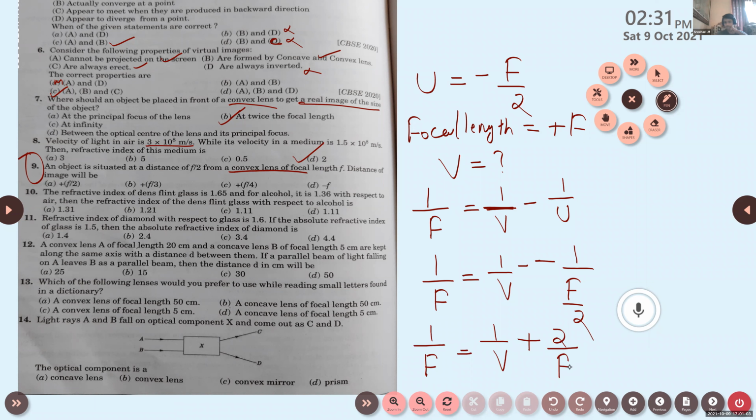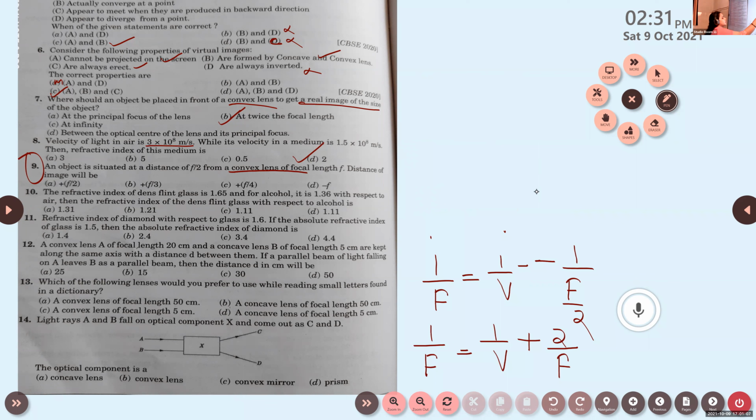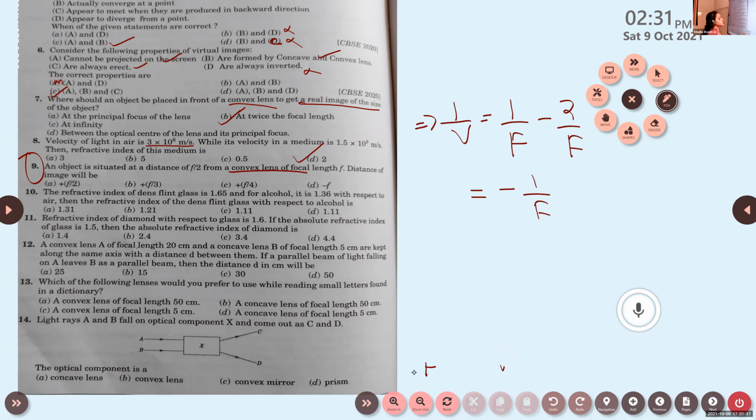Is the answer negative? Yes. Let me check whether it is right or wrong. So 1 by f is equal to 1 by v plus 2 by f, which implies 1 by v is equal to 1 by f minus 2 by f. Both the denominators are the same, so it is minus 1 by f. So 1 by v is equal to minus 1 by f, which implies v is equal to minus f. Image distance is equal to minus f.